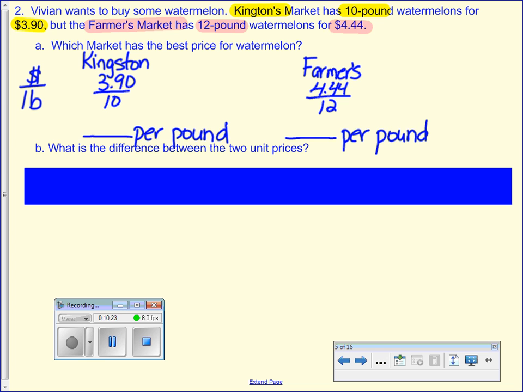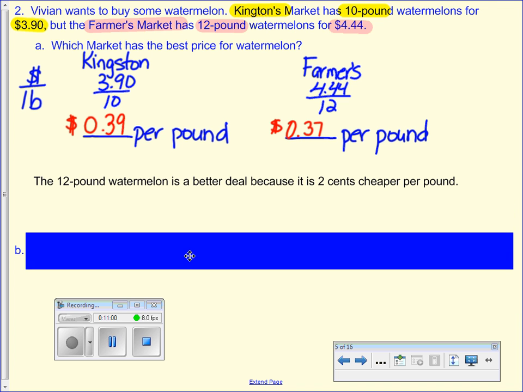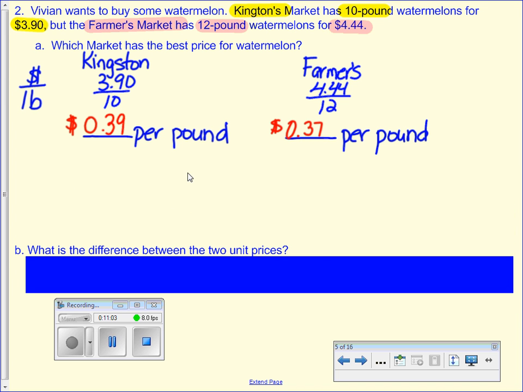So what is the unit rate for Kingston? Right. Want to keep that 0 as your place value in the ones column after the dollar sign. How much is the Farmers Market per pound? 37 cents per pound. So which is the better buy? Which market has the better price? Farmers. Right. Okay, so let's write our sentence.